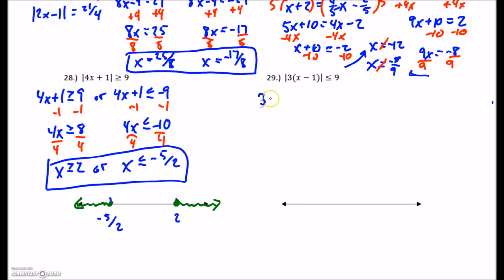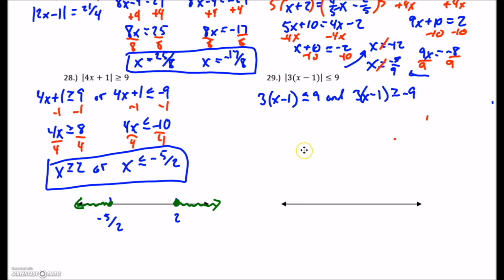With the next one, I do the same thing. I'm going to split it up, so I'm going to do 3x minus 1 is less than or equal to 9, but I'm also going to do 3x minus 1 is greater than or equal to negative 9. And since this was less than, I'm going to slap the word and in between here. This is an and inequality. And now I just have to solve each.